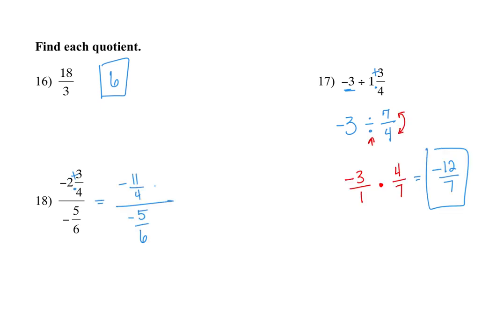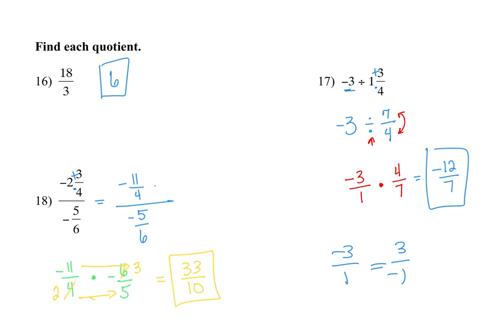Yes. How do you know? So keep, change, and then we're going to flip the next one. And because they're negative times a negative, my answer is going to be positive. I can cross cancel. What can I cross cancel here? 6 and the 4. 4 divided by 2 is 2. 6 divided by 2 is 3. I can multiply across. 11 times 3 is 33. 2 times 5 is 10. It was negative times a negative, so my answer is positive.